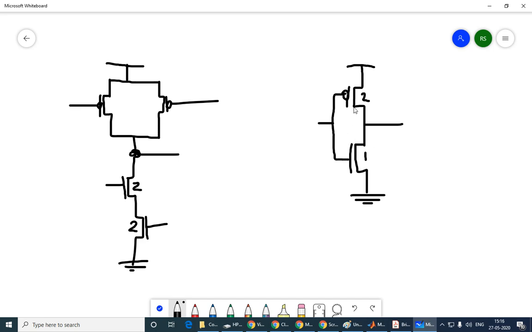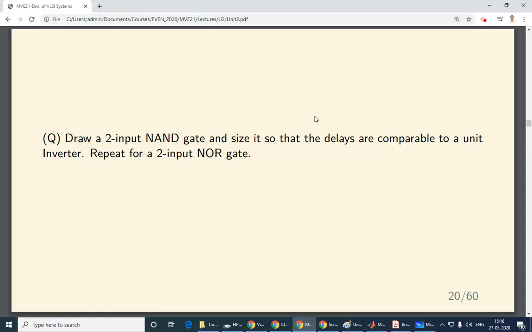Okay, now PMOS transistor, like we discussed, parallel is very simple. If I want multiple parallel transistors to be equivalent to a single transistor, we just put the same number directly, 2 2 2 2. That's all we need to do. And this two input NAND gate is equivalent to a unit inverter. So the first part of the question we have answered. Draw a 2-input NAND gate and we have given the sizes. The delays are comparable to a unit inverter.